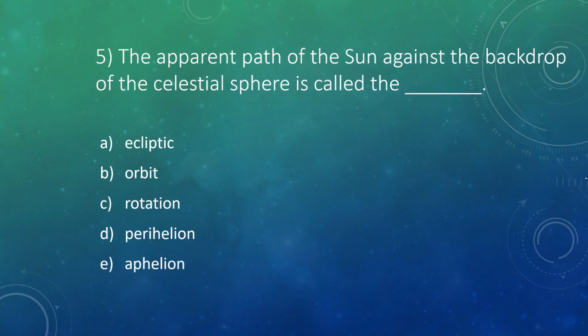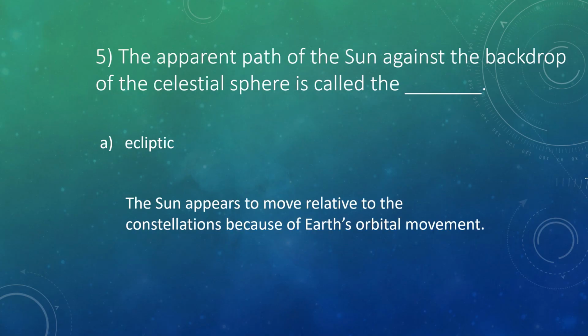Question 5, the last one. The apparent path of the sun against the backdrop of the celestial sphere is called what? All right, so the path that the sun takes is known as A, the ecliptic.